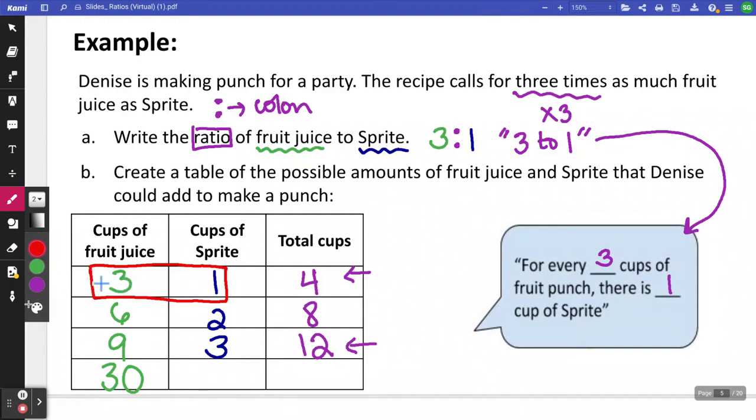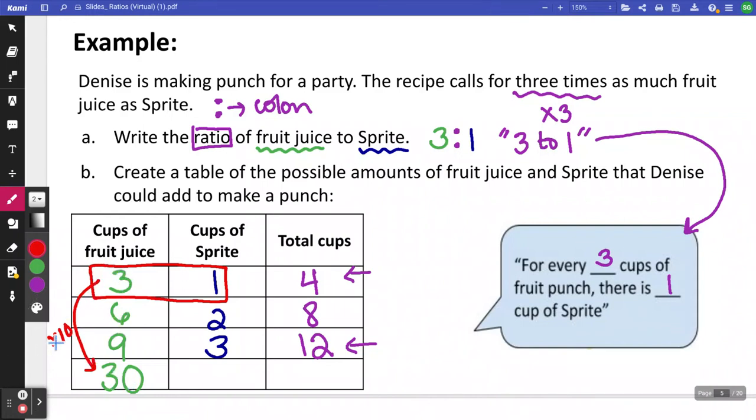Well, just like we've been multiplying by 2 to double, multiplying by 3 to triple, you can multiply by any number. So maybe she wants to use 30 cups of fruit juice. That would be her multiplying by not 2, not 3, not 4. 3 times 10 would give us 30. So she is making 10 times the amount of punch this recipe calls for.